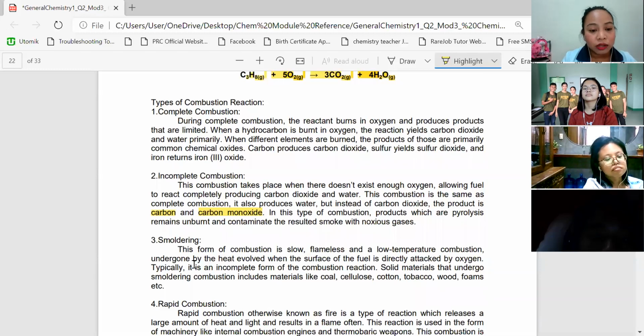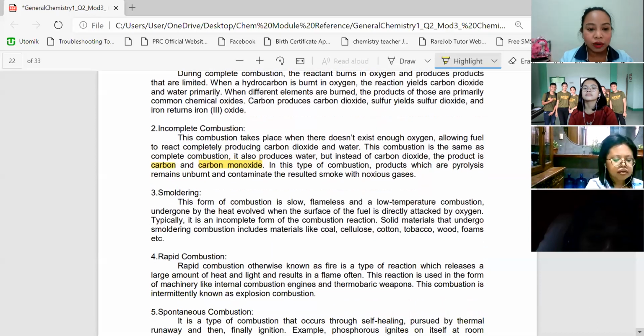We also have smoldering. This form of combustion is slow, flameless, and a low temperature combustion undergone by heat involved when the surface of the fuel is directly attacked by oxygen. Kanang hinay-hinay, we call it smoldering. Wala siya kalayo nga na-involved. Rapid combustion. So, rapid meaning pas-pas kayo. So, muna na siya dako kaayo nga kalayo.